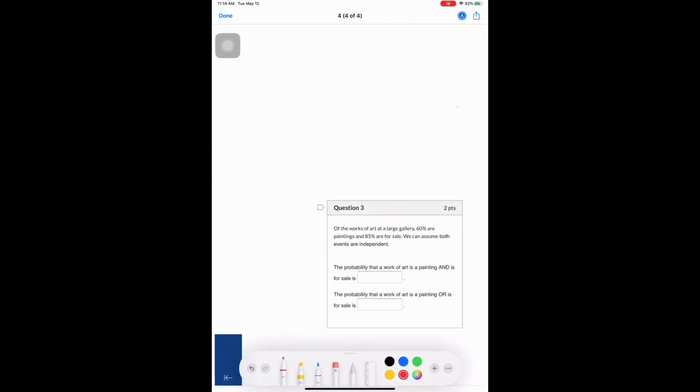Now let's take a look at question 3. Of the works of art at a large gallery, 60% are paintings and 85% are for sale. We can assume both events are independent. Since they are independent, you may use the multiplication rule. I'm going to walk you through the first step in solving this problem, and then I'll give you time to complete solving the problem. First step is to convert percents into decimals. So 60% becomes 0.60 or simply 0.6, and 85% becomes 85 hundredths or 0.85.